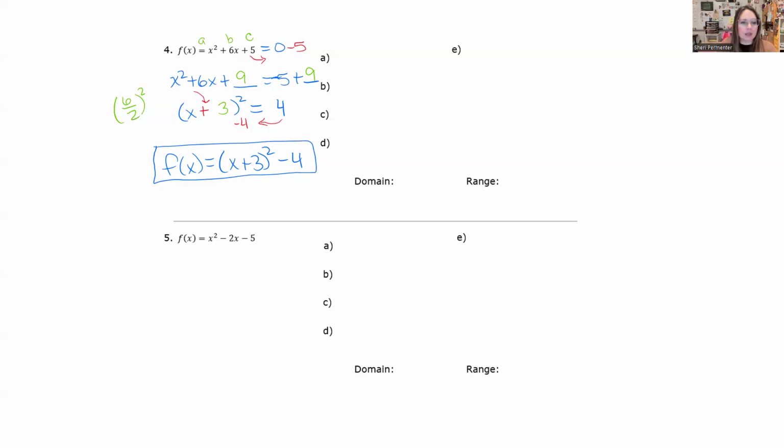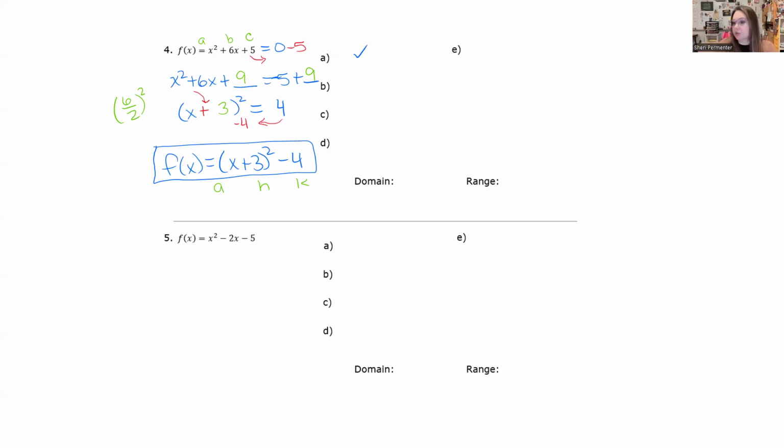And I can label in my equation, this is where the A is, this is where the H is, and this is where the K is. So the problem asked us to write in vertex form. Do we have the equation in vertex form? Did we just solve and get into vertex form? Yes, so I did it. I don't have to rewrite it.